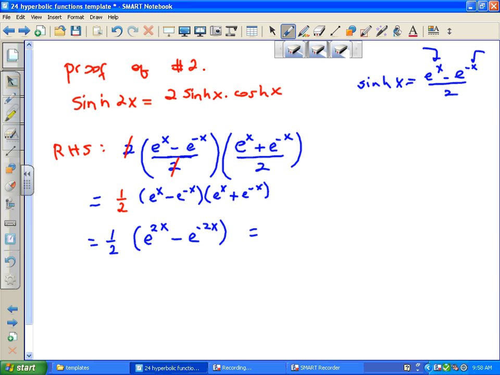Do we have that here? Because you can look at it like this. This is the same as e to 2x minus e to the negative 2x divided by 2, right? And this is indeed the hyperbolic sine function with 2x plugged in for x. Does everybody see that? This is the same as the hyperbolic sine function of 2x. Because instead of x, they plugged in 2x. So we have proved. We start with the right-hand side. We end up with the left-hand side. So we've proven that identity as well.